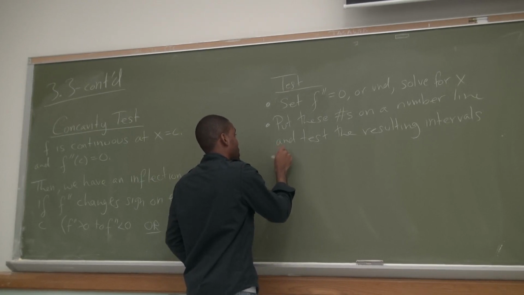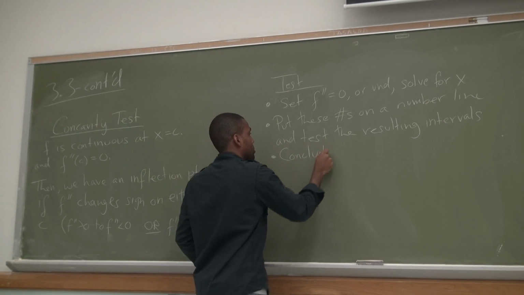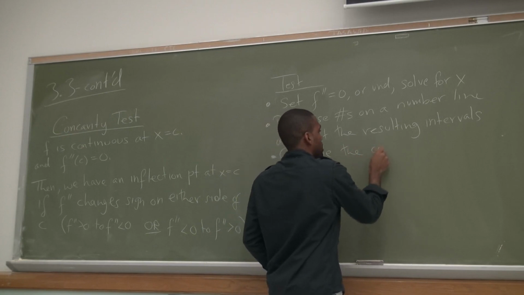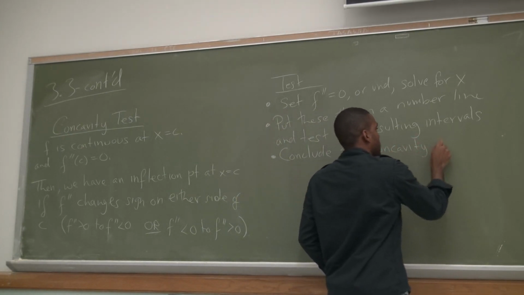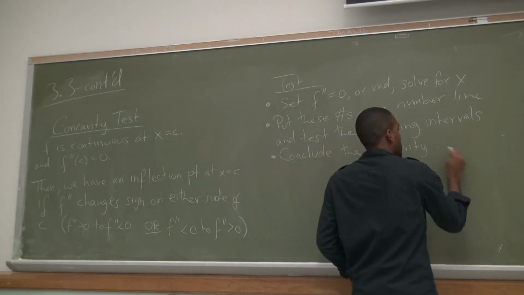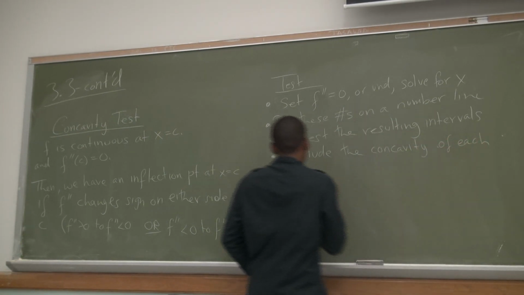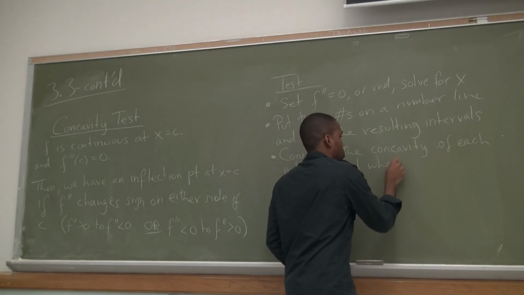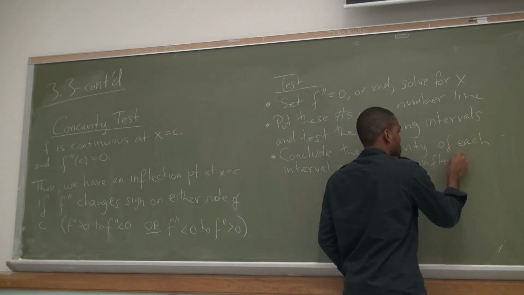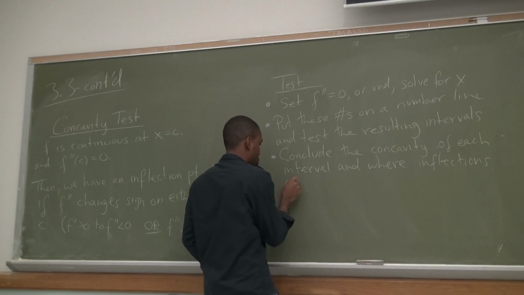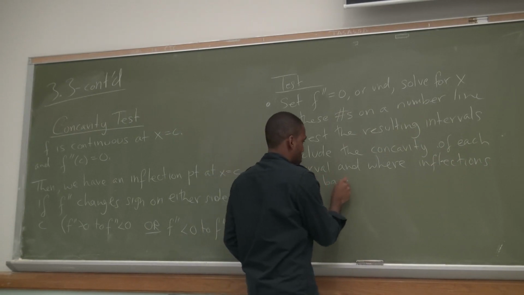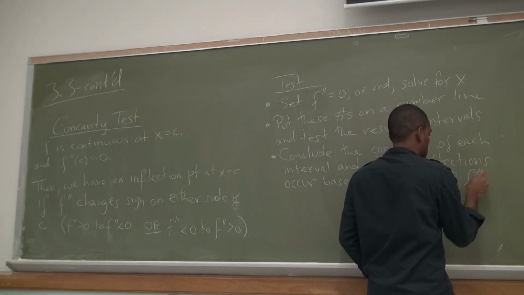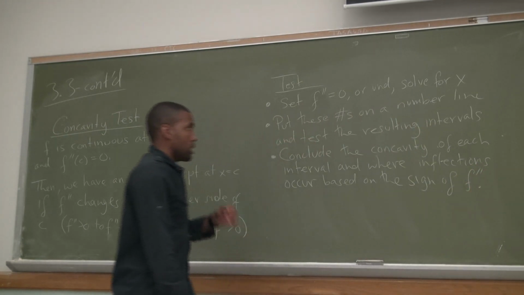Okay, this is all it. Conclude the concavity of each interval and where inflections occur based on the sign of f double prime. How did the sign affect things?